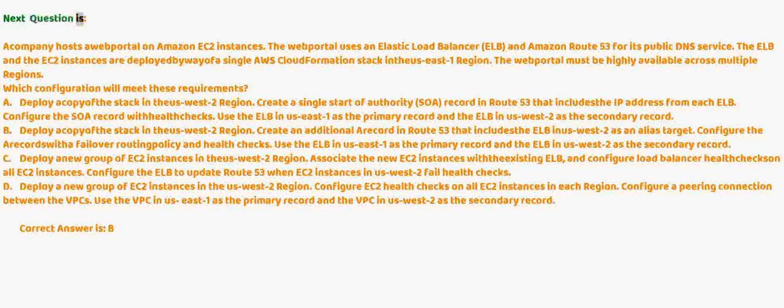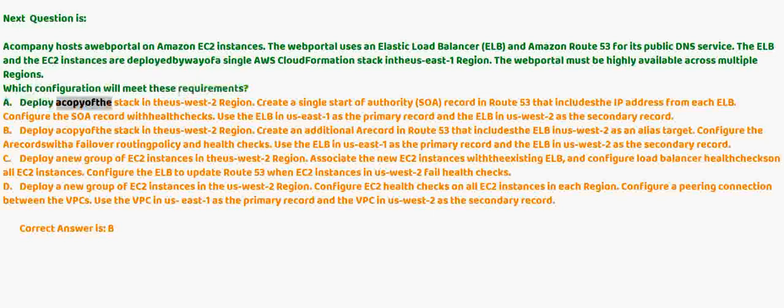Next question is: a company hosts a portal on Amazon EC2 instances. The web portal uses an Elastic Load Balancer, ELB, and Amazon Route 53 for its public DNS service. The ELB and the EC2 instances are deployed by a single AWS CloudFormation stack in the US-East-1 region. The web portal must be highly available across multiple regions. Which configuration will meet these requirements?